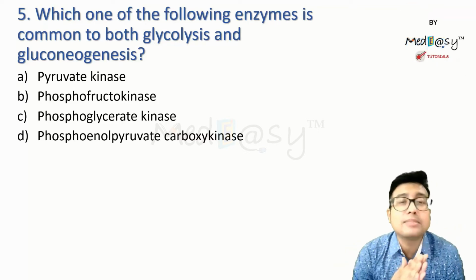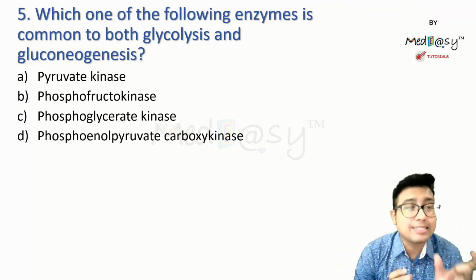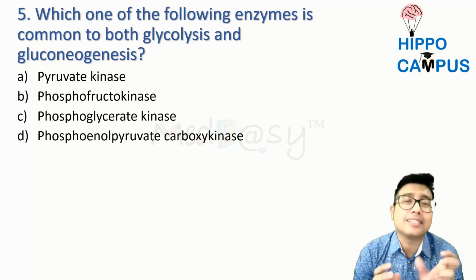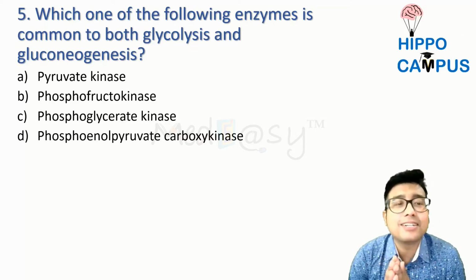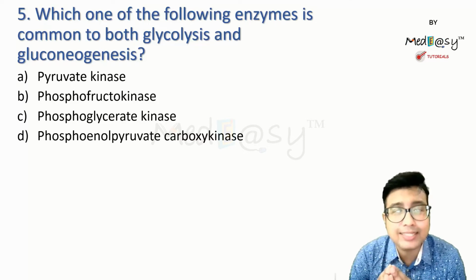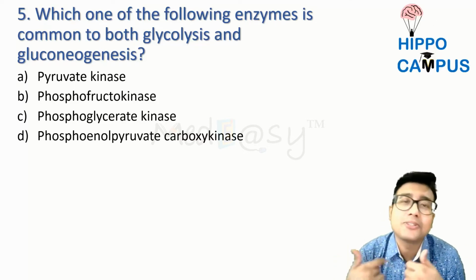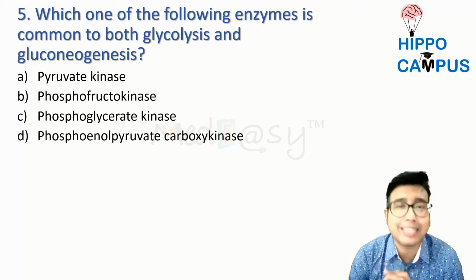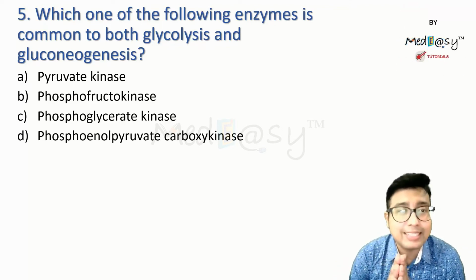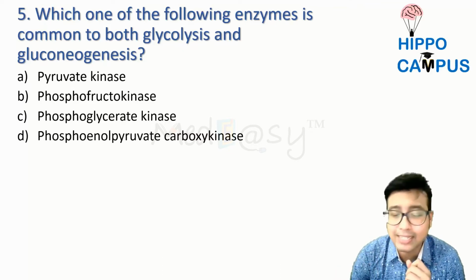So the enzyme that is left out, that is number C, phosphoglycerate kinase, is a reversible enzyme. It converts 1,3-bisphosphoglycerate to 3-phosphoglycerate. That common step in glycolysis is also reversed in gluconeogenesis with the help of the same enzyme. So this enzyme is common to both glycolysis and gluconeogenesis. So the answer to this question is 5C.